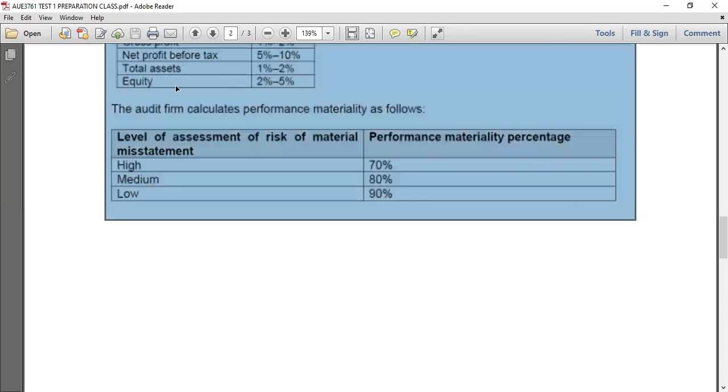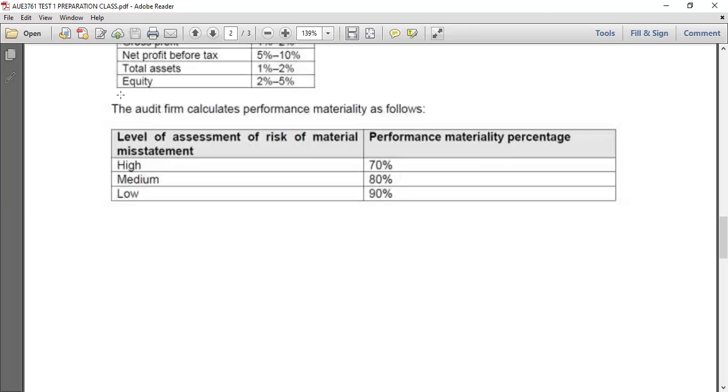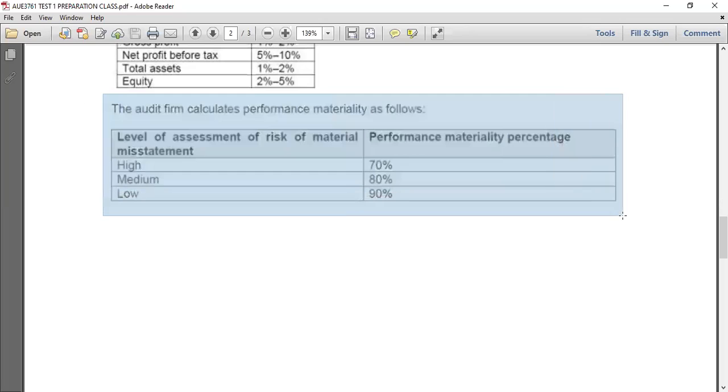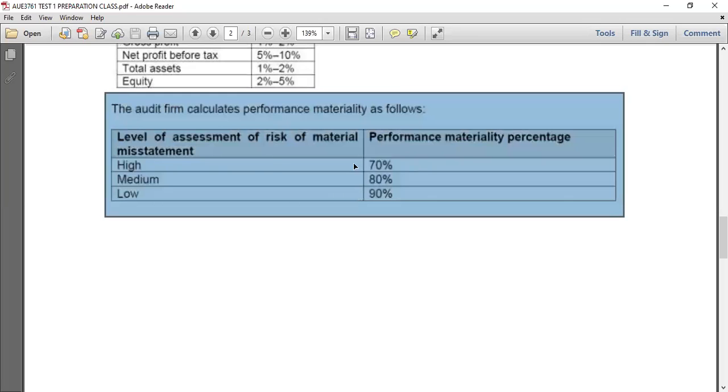So according to this audit firm, their performance materiality is set as this. If the risk is high, 70%, they mean the performance materiality will be 70% of the planning materiality. If a risk is medium, 80%. Remember that the planning materiality is for the overall financial statement. Now the performance materiality will be for a particular balance that you are auditing. So it will be lower.